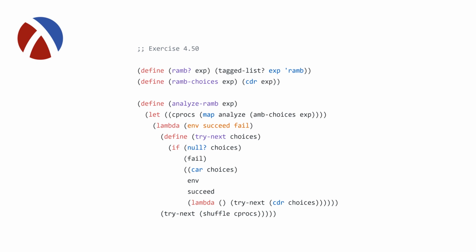So these are the only changes that we need to make other than the clause that you would need to insert into the analyze procedure so that we could handle it. We have our predicate that's checking to see if we have a ramb expression, then the selector, which is doing the exact same thing as the AMB selector was doing. And then we have our analyze ramb procedure. And this is identical to what we saw before. The only difference is that we are shuffling the cprox before we pass it to our initial call of try-next. So this will get you the desired behavior that the question is asking for.